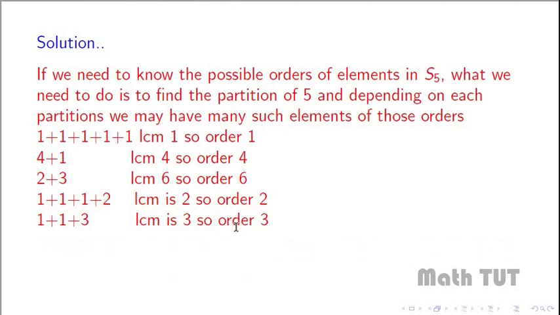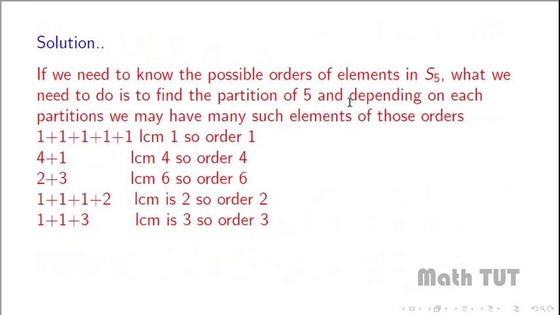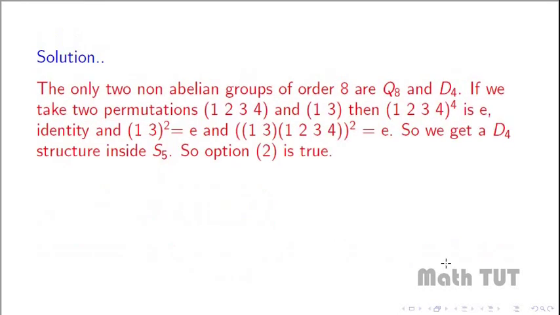So the first option here was that S5 contains a cyclic group of order 6, and I would say that this is a correct option, because if you take just 2 disjoint cycles of this form, then definitely its order is 6. We saw that, and since the order is 6, it will generate a cyclic group of order 6. In fact it will be isomorphic to Z6. So option 1 is a true statement.